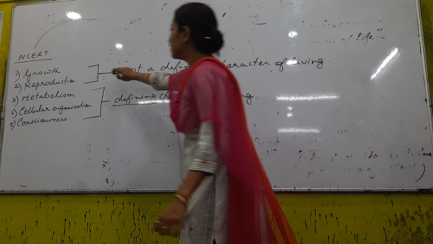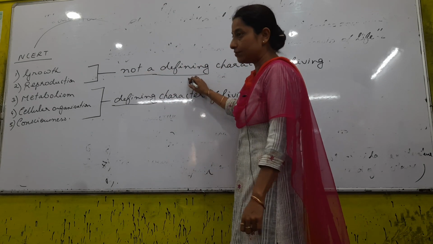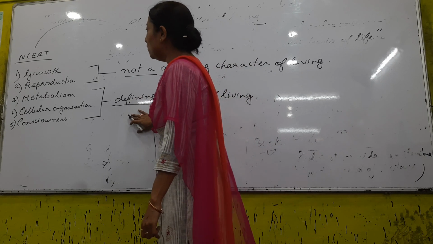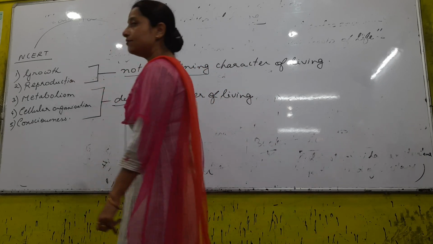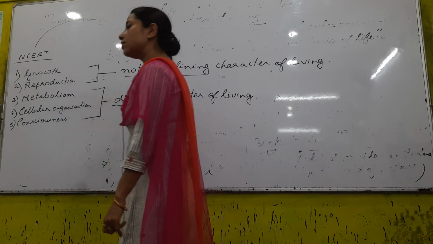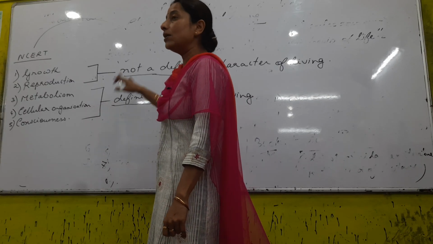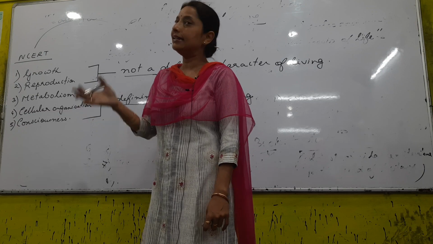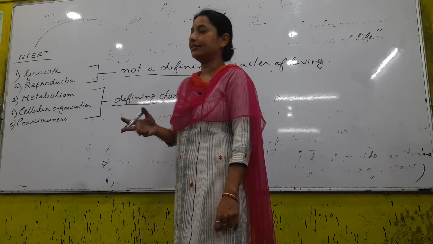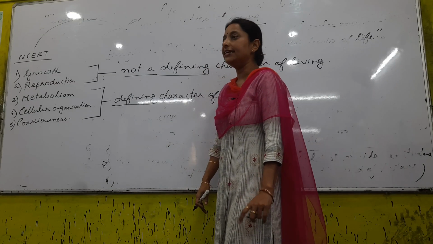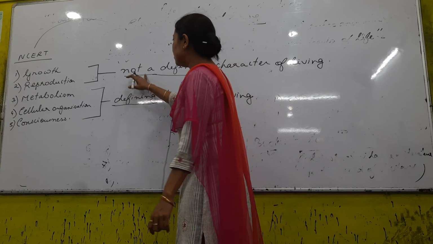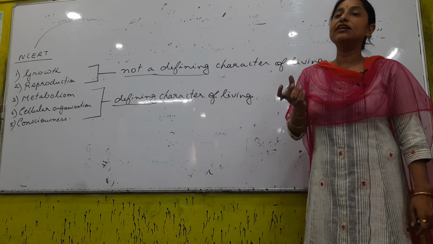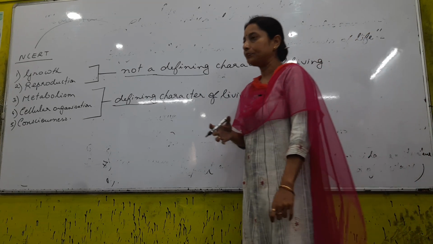Here we say that growth is not a defining characteristic of living. Here I won't explain defining any more, but as of now we understand growth is not a defining character. Reproduction is also not a defining character. Question ahead: is cellular organization a defining character? Is consciousness defining or non-defining? So one of these is non-defining, the other is defining. First one. Second, what is the meaning of defining and non-defining?